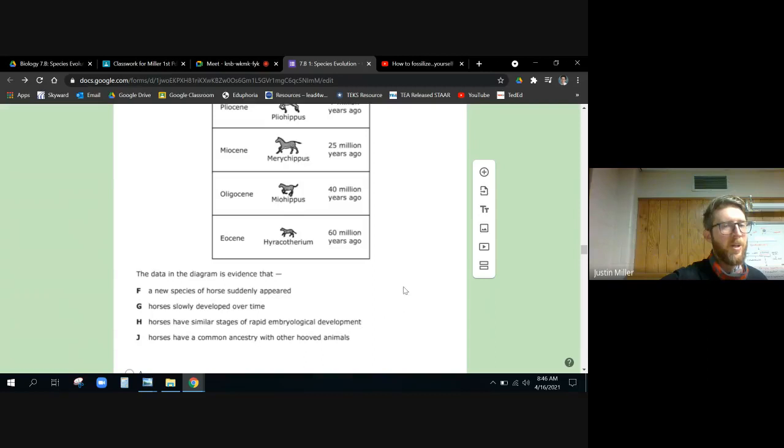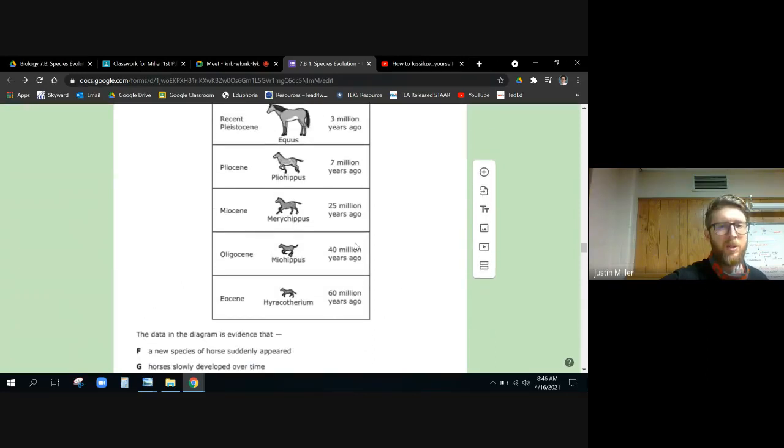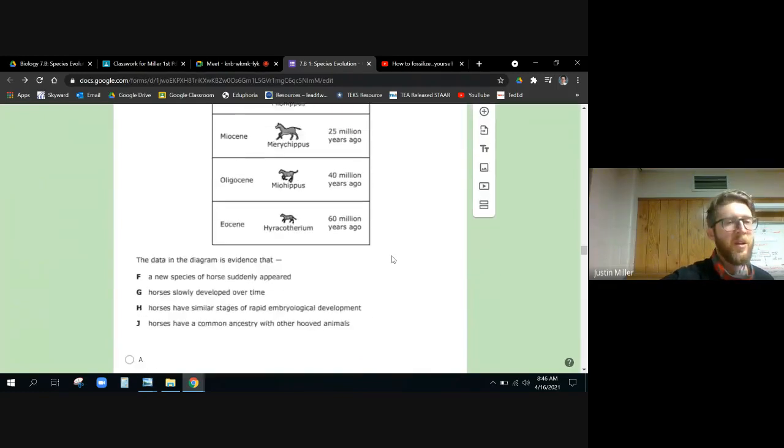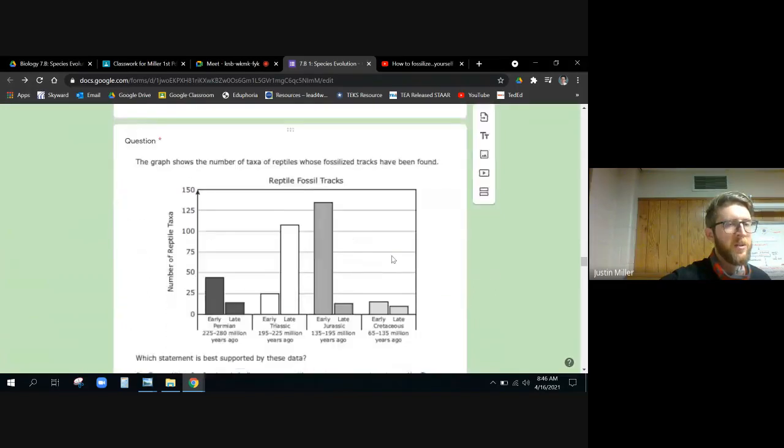Now they slowly developed over time. Over 20 million years, another 15 million, another 18 million, another 15 million. So every almost 20 million years or so, you had new species come around. That's a very slow, gradual change.